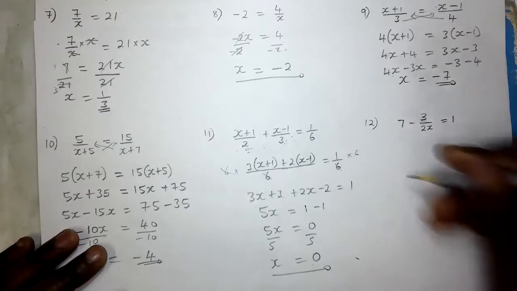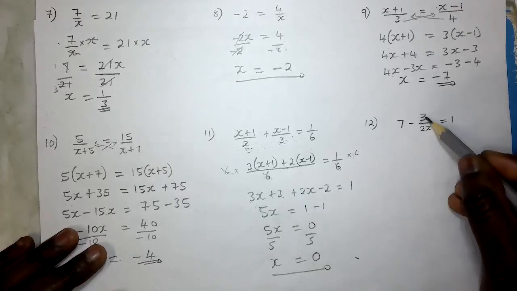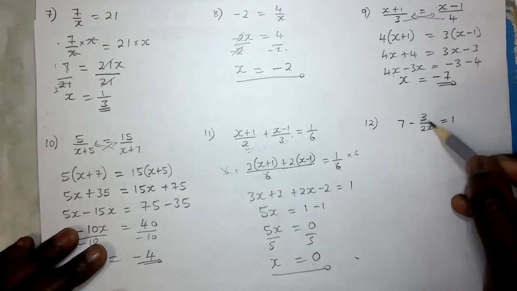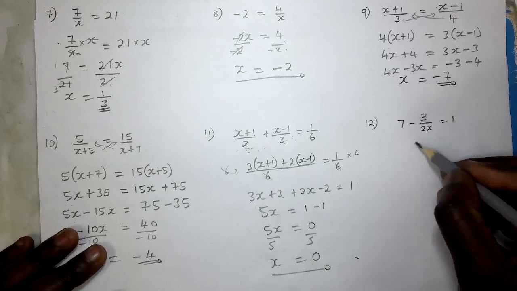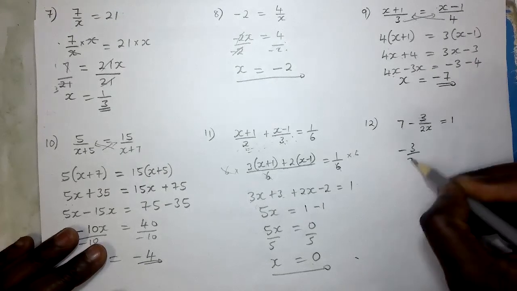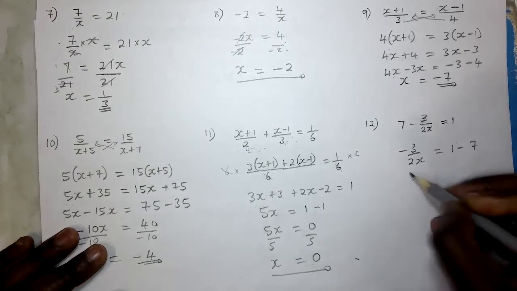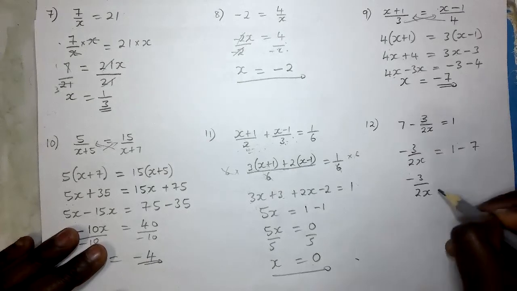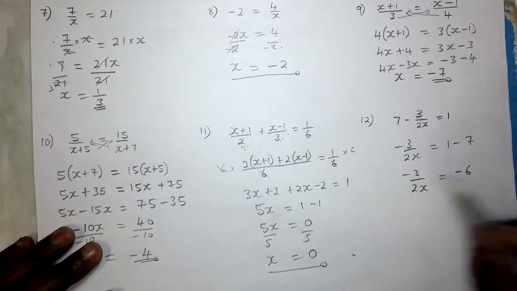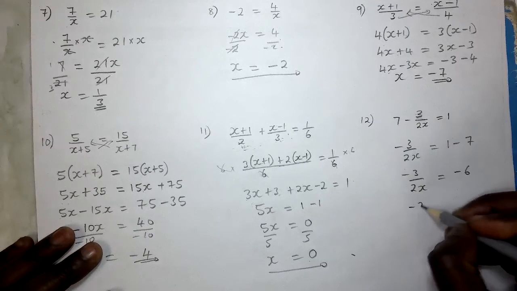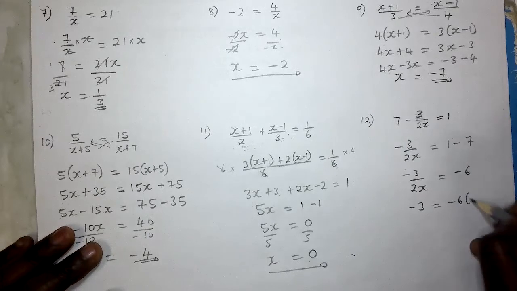Now, let's check here. This part here, we have got 7 minus 3 over 2x. So we need to deal with the numbers first. We take the number 7 that side. Negative 3 over 2x is going to be equal to 1 minus 7, then negative 3 over 2x should be equal to negative 6. Then what do we do? Remember, we cross multiply with 2x. Then we're going to have negative 3 is equal to negative 6 in brackets 2x.